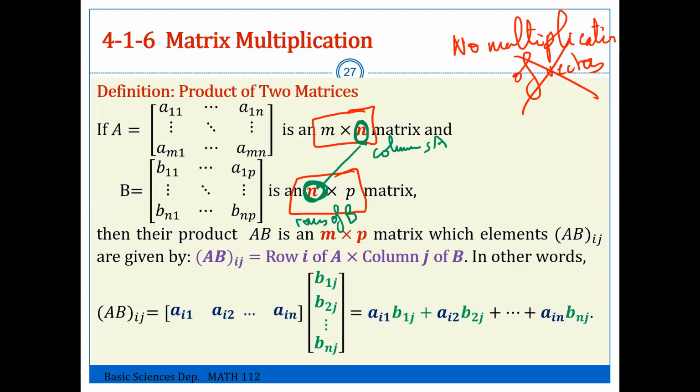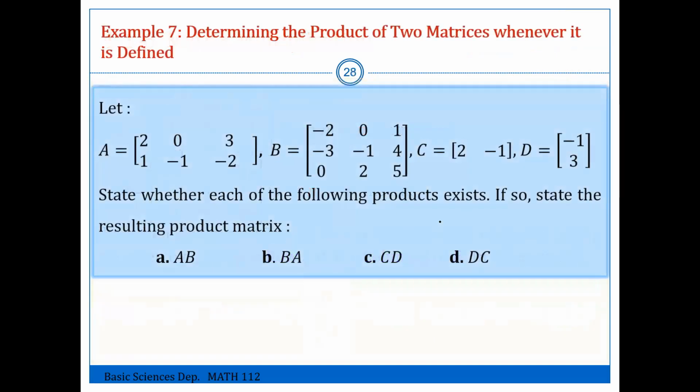Now, when we are able to multiply, how do we multiply? We multiply row by column. We multiply a row of A by a column of B. How does it come about?